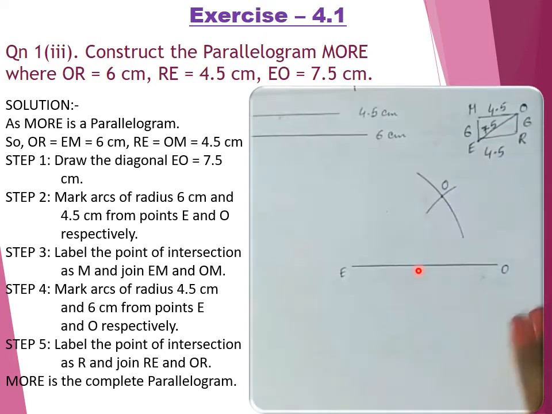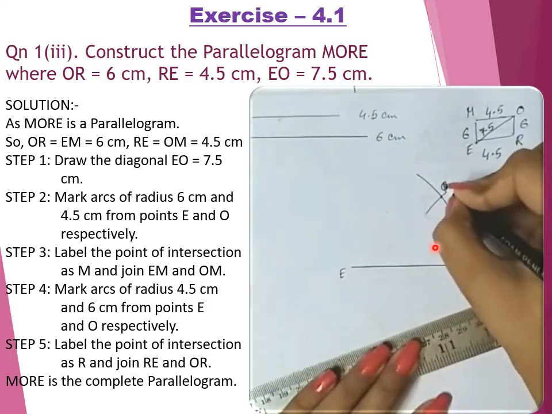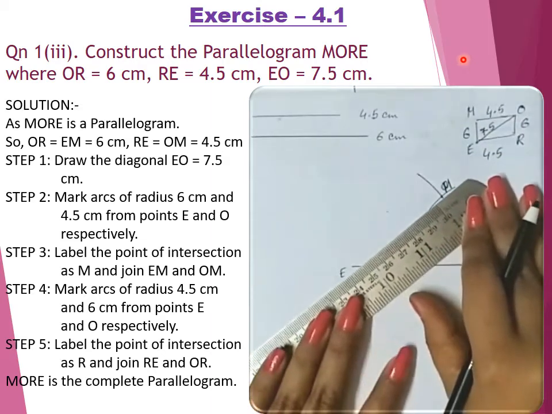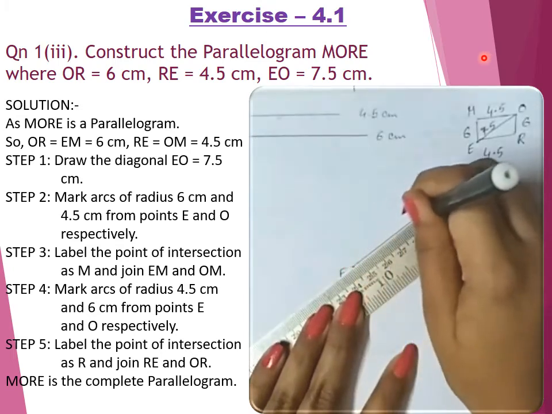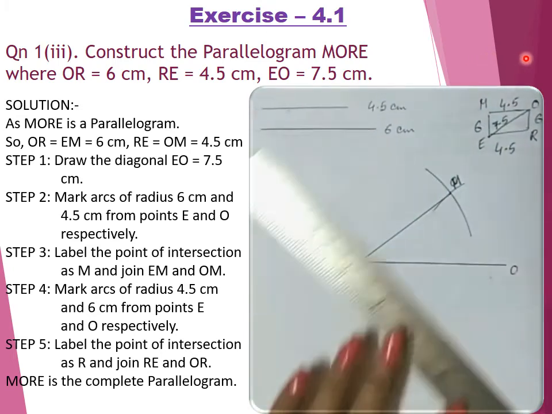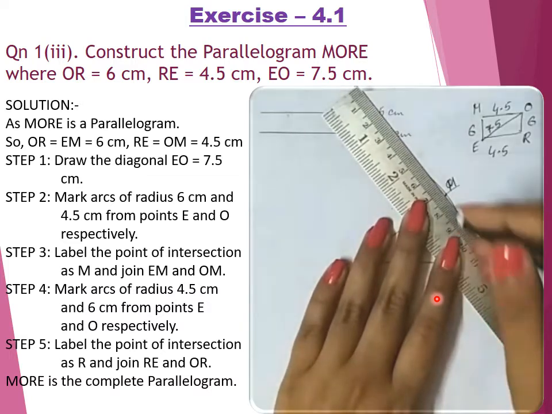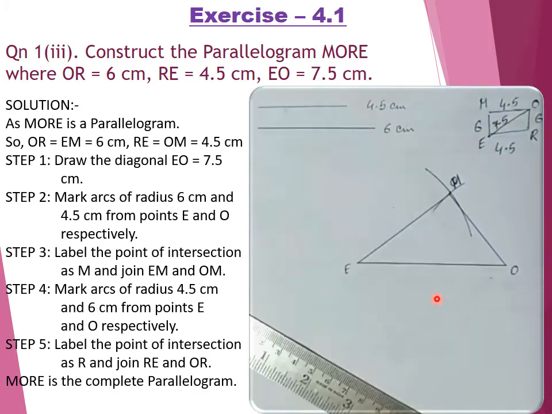So we'll join, it will be marked as M. It is point M according to the question or our rough diagram, and we will join EM with OM. We will join E and M and O and M.